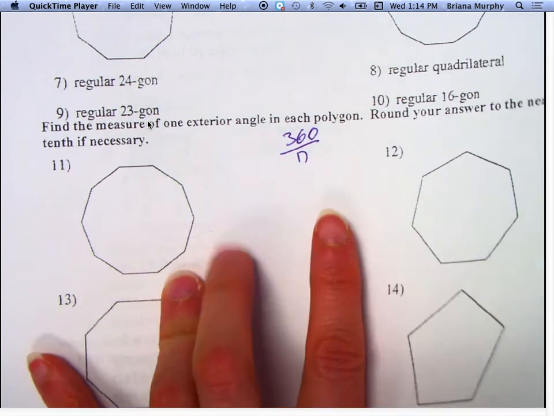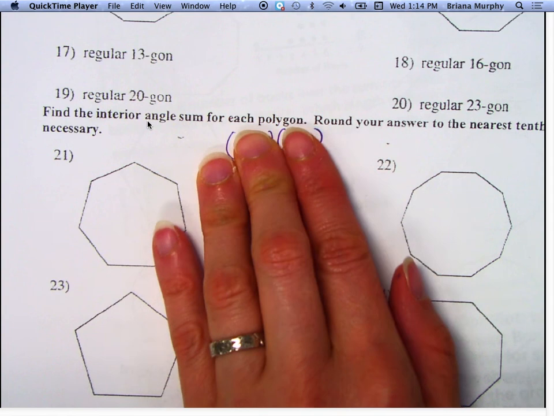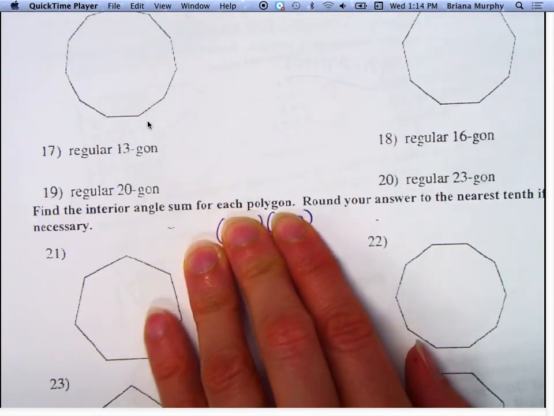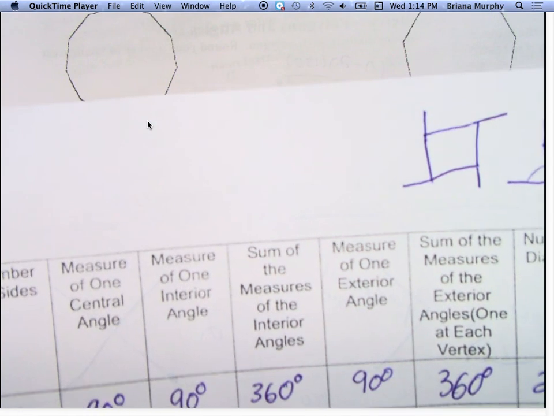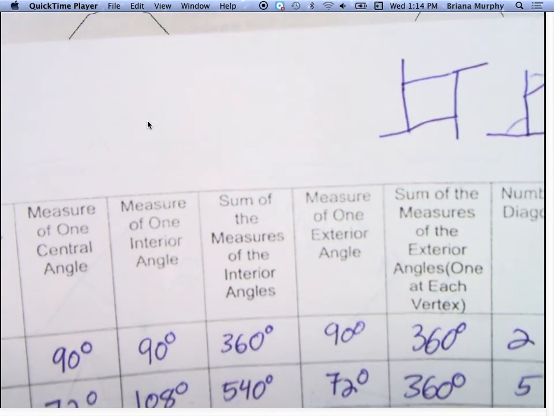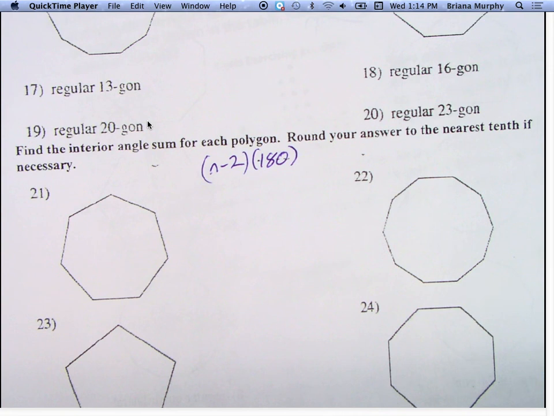Okay, let's turn it over. Find the interior angle sum of each polygon. So which one says sum at the top? Okay, this one right here in the middle. So it's n minus 2 times 180. How many sides does a dodecagon have? 12. Someone's been doing that. Number 29?